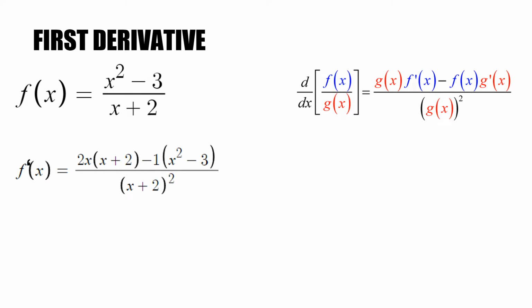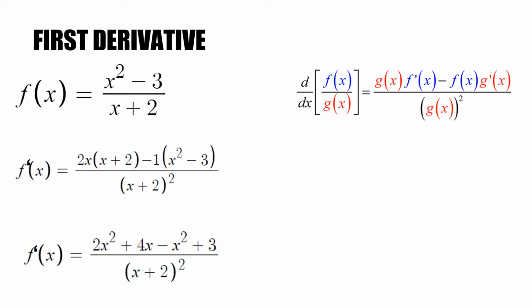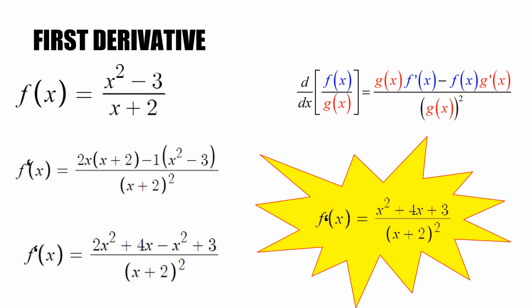As you can see here, we have the derivative of the top, which is 2x, times the bottom, which is x plus 2, minus the derivative of the bottom, which is 1, times the top, x squared minus 3, all over (x plus 2) squared. We simplify this further to give us our final first derivative of (x squared plus 4x plus 3) all over (x plus 2) squared.